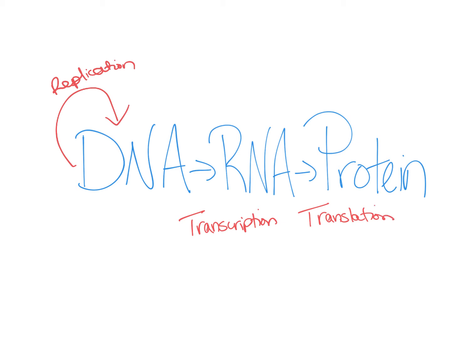Students get transcription and translation mixed up all the time. Think of it this way. Transcription comes alphabetically before translation. DNA has to write down the message before it can get translated into another language that the cells understand. So DNA to RNA is transcription, the writing of the message. RNA to protein is translation, turning it into the chemical message that the cells understand, which is the protein.